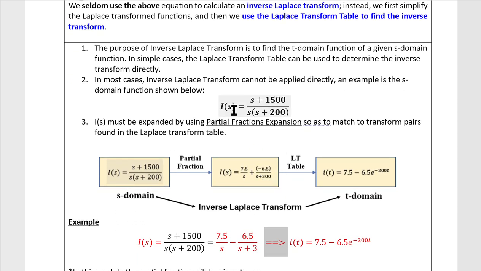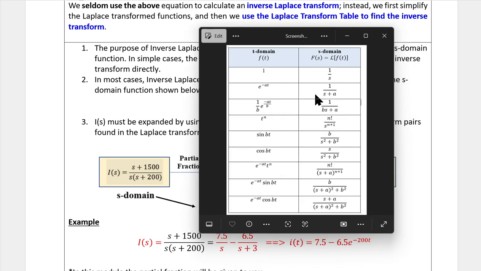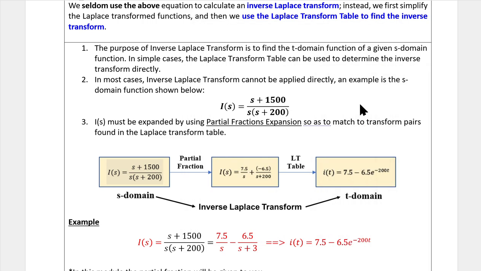However, for inverse Laplace transform, sometimes the S domain expression is such that we won't find it straight from the table. For example, this one we won't find in the table. Whenever you see multiple terms in the denominator, you won't find it in the table, because if you look at the table, there's only one term at the bottom. So whenever we have a function like this, we have to do one extra step.